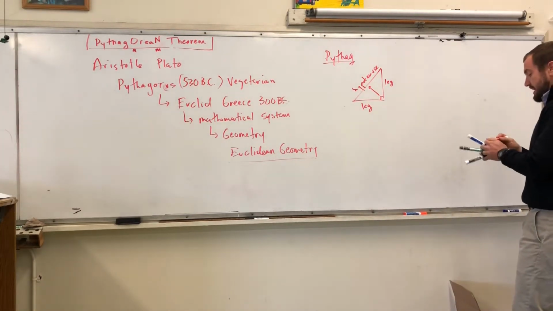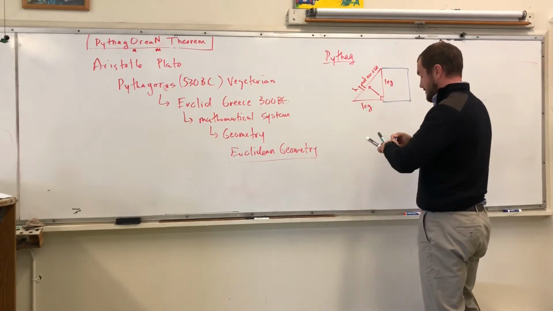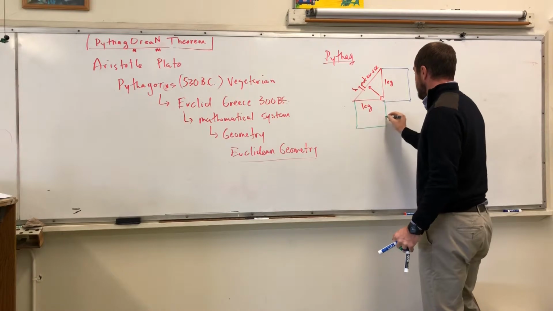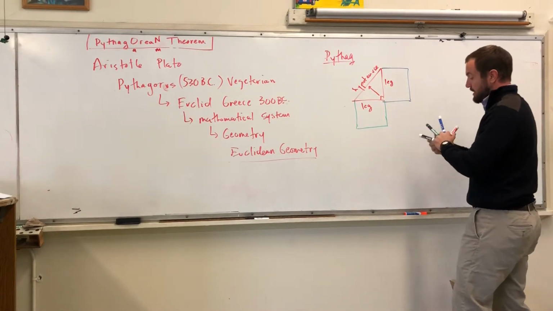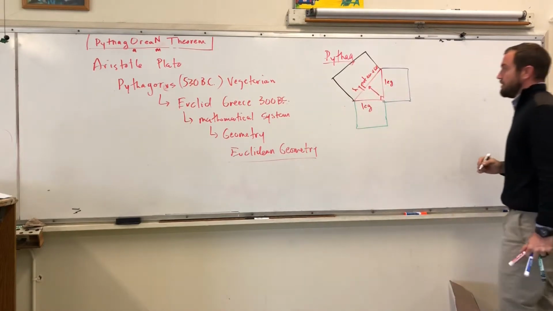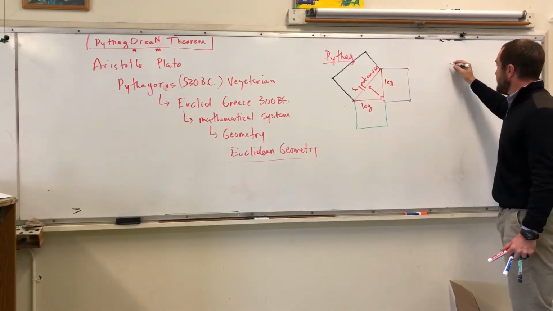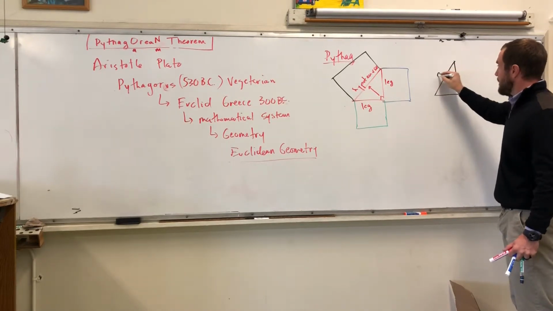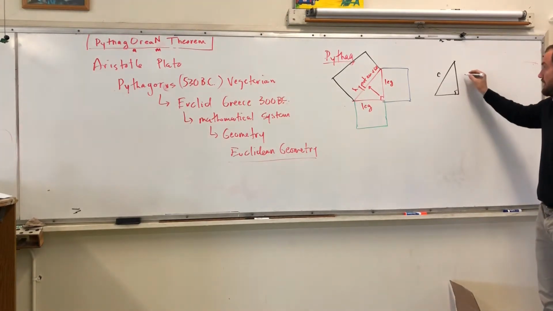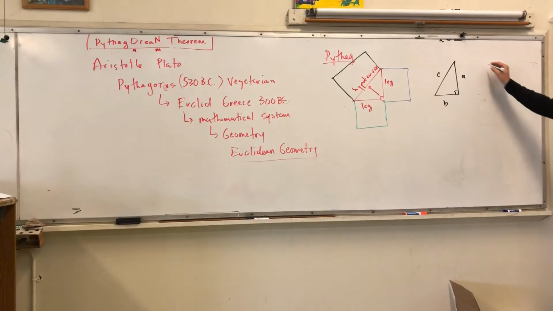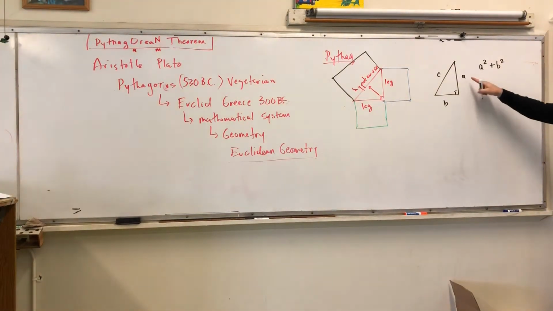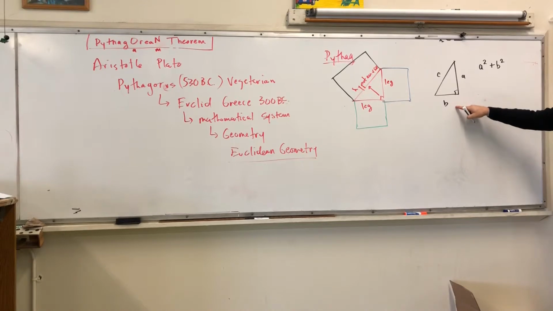And basically what it's saying is that the sum of these two squares, if we were to make the sides squares, the sum of these two squares will be equal to this square, right? Basically, we're attaching a square to each side of the triangle. Now, what we'll most commonly use for our hypotenuse is the C. And then for our legs, we use A and B. And what they're saying is the sum of the square of the two legs or other sides of the right triangle will be equal to the square of the hypotenuse.